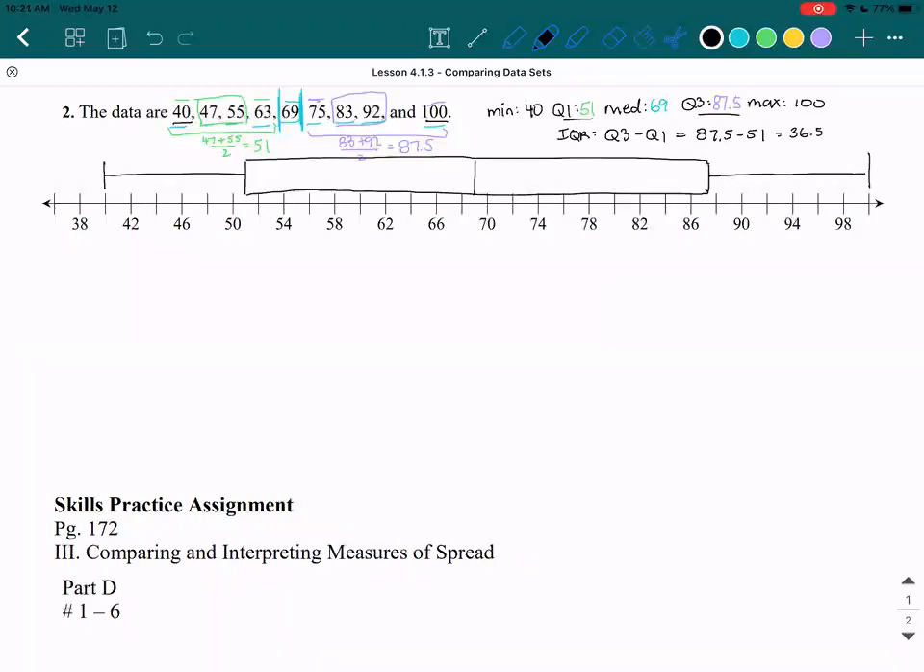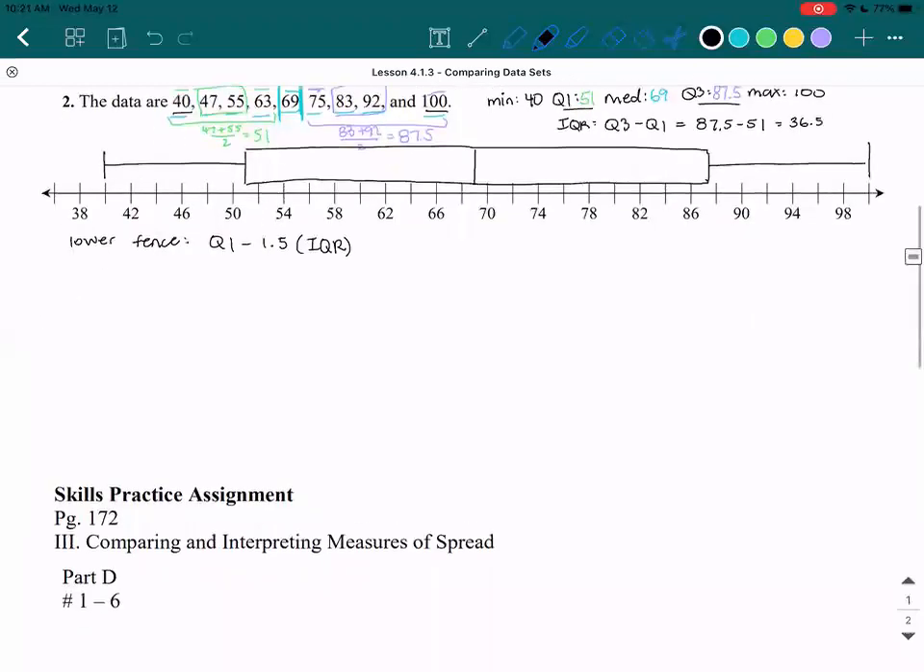Let me write the formula for the lower fence and upper fence. Lower fence is Q1 minus 1.5 times the IQR. Upper fence is Q3 plus 1.5 times the IQR. Let's plug it in. For Q1 minus 1.5 times the IQR, Q1 is 51 minus 1.5 times the IQR, which is 36.5. Let me type it in, and I get negative 3.75.